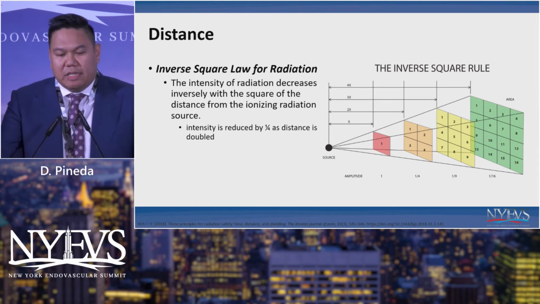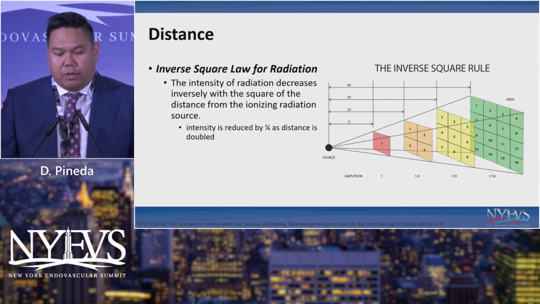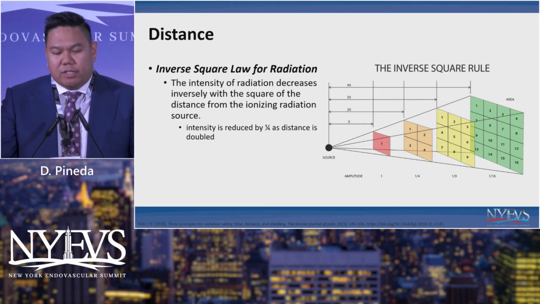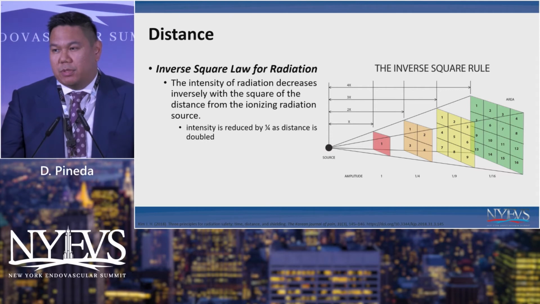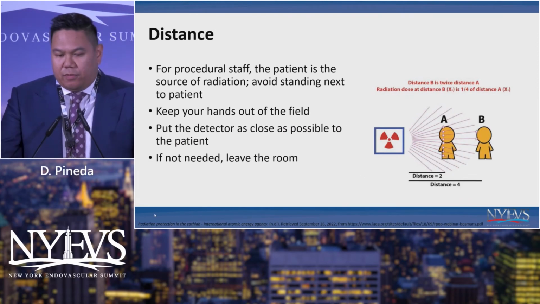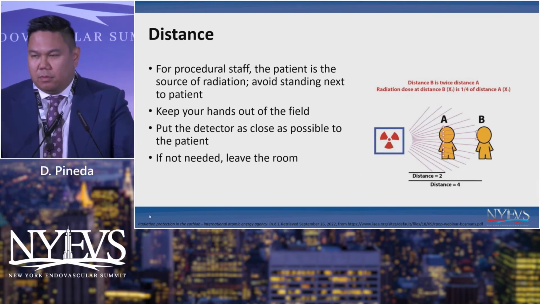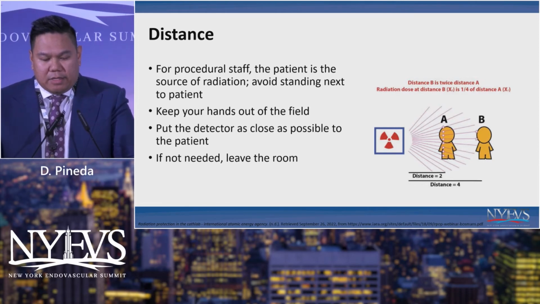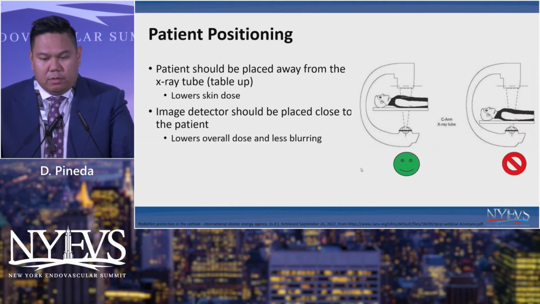With distance, the inverse square law for radiation is very true. Every time you double your distance from the source, the radiation is only about 1/4. So it's a 75% reduction of radiation intensity by distancing yourself. And for the procedural staff, if you don't need to be in the room, there's no reason you should be there. Just avoid radiation, as the patient is the source of radiation. For our operators, especially in the endovascular space, our hands are very close to the image detector, and trying to distance themselves is very important.